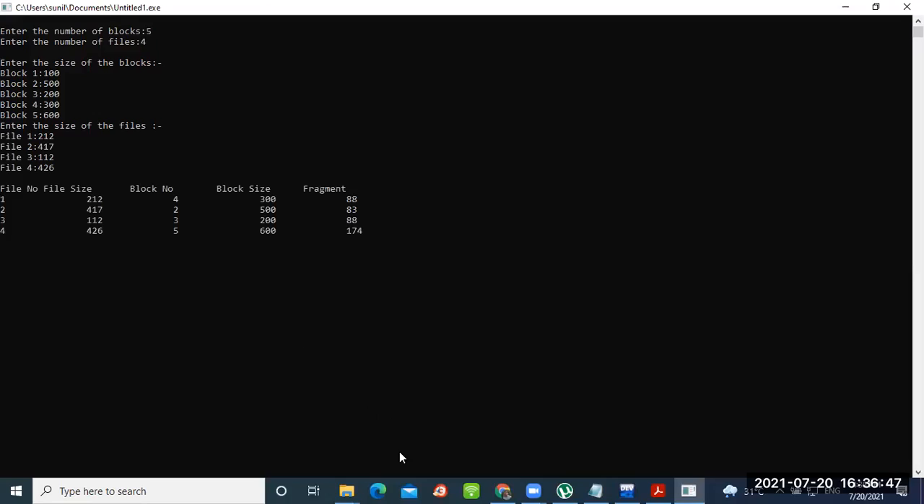We are getting the correct answer for this one. If it is best, it means least. Now least is 300. Now it is correct. Now 417 goes to 500. Yes, this is correct. Then next one for 200, it is correct. 426 for this one, correct. Now it is working for the best fit, and it is working for the first fit also.